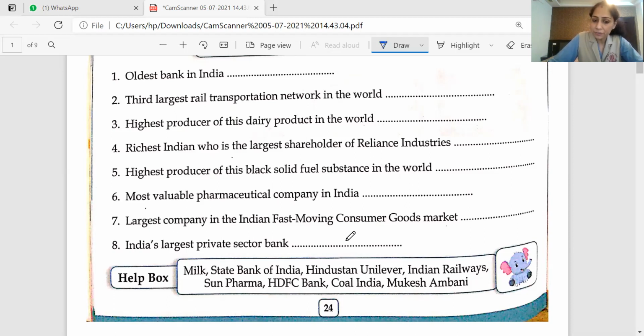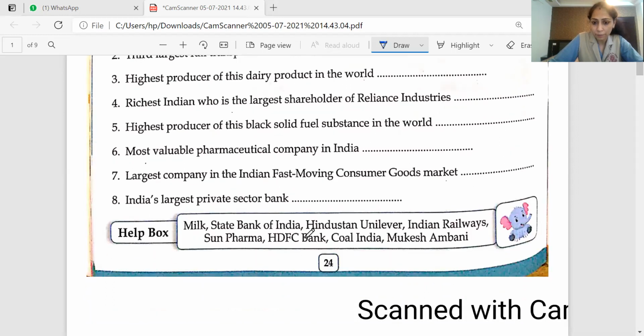India's largest private sector bank, that is a private sector bank. Always remember, it's not a nationalized government bank. State Bank of India is a nationalized, government bank. But this is HDFC. HDFC Bank is your private sector bank. It is a private bank, right? Though everything is controlled by RBI, private is still private. Always keep it in mind.